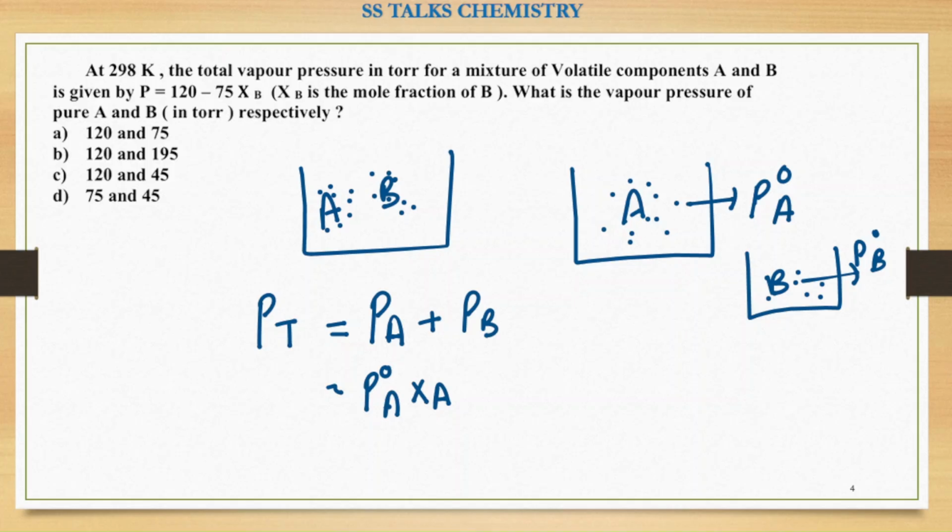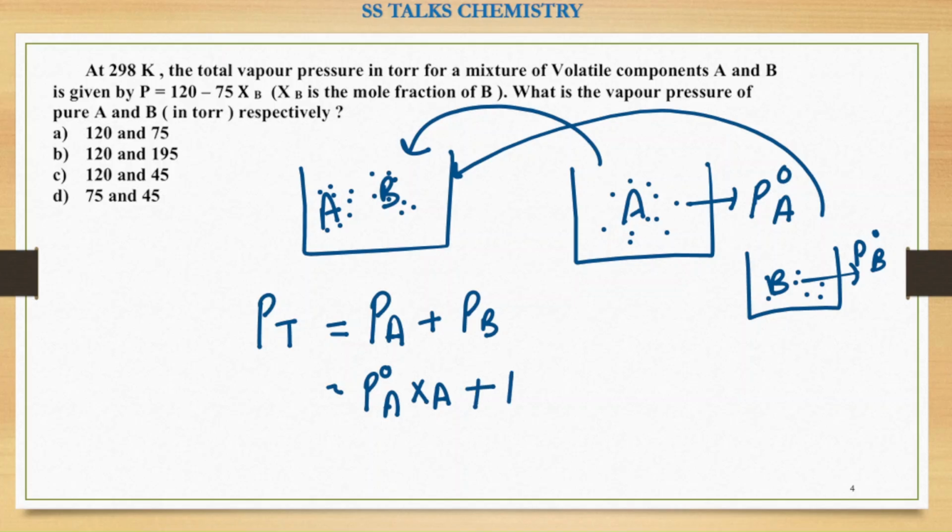Now, since you are taking a mixture of these, some amount of A and some amount of B in another beaker, both of them added, their pressure will be dependent on the mole fraction of the particular component. That is what is written as XA, representing the mole fraction of component A.